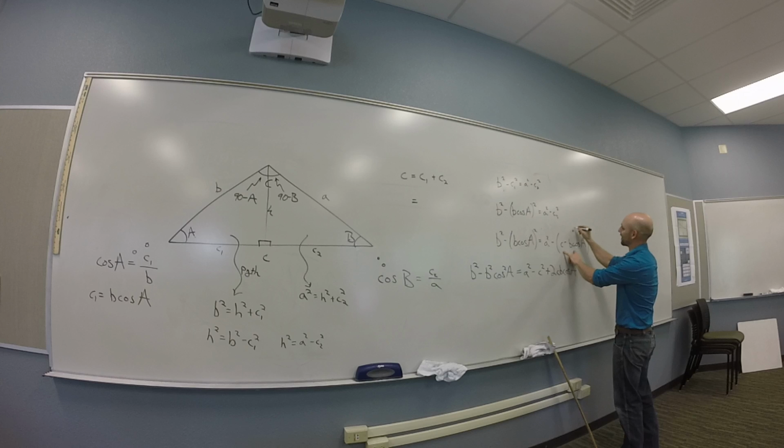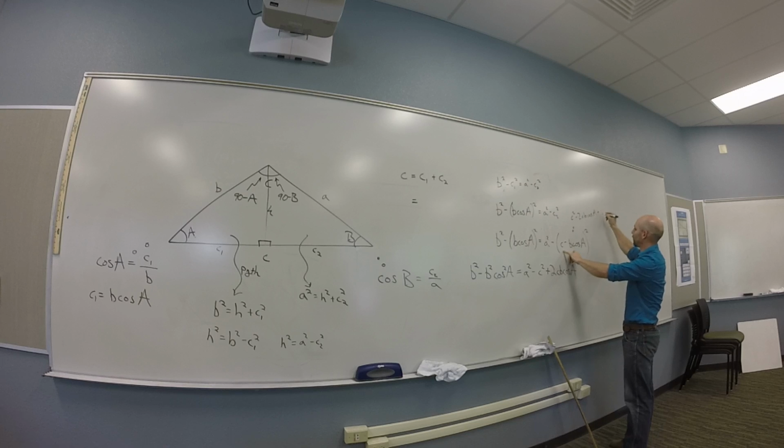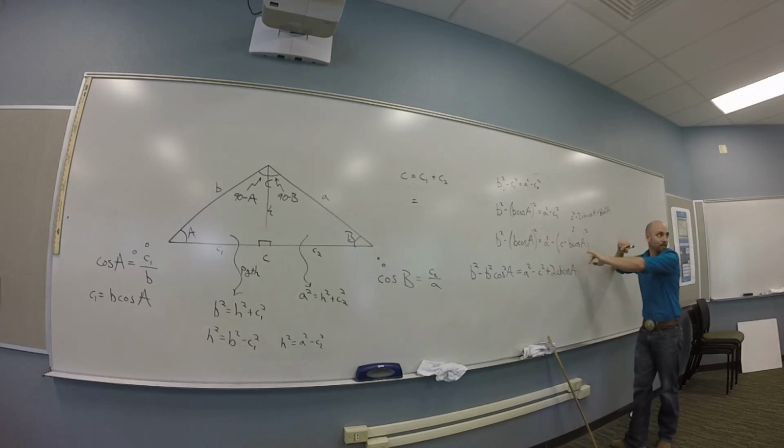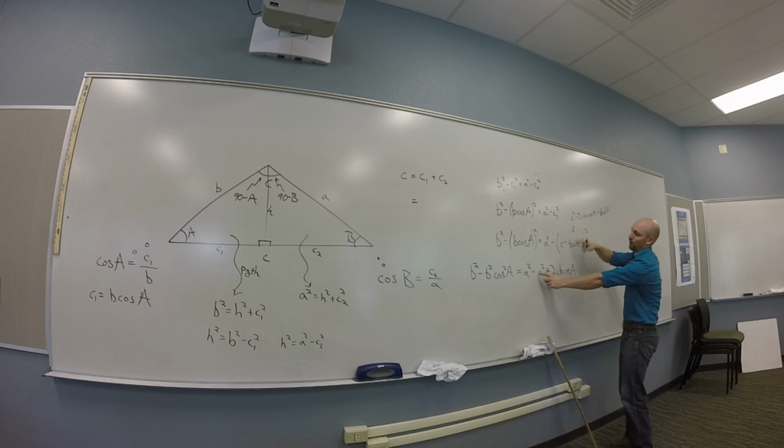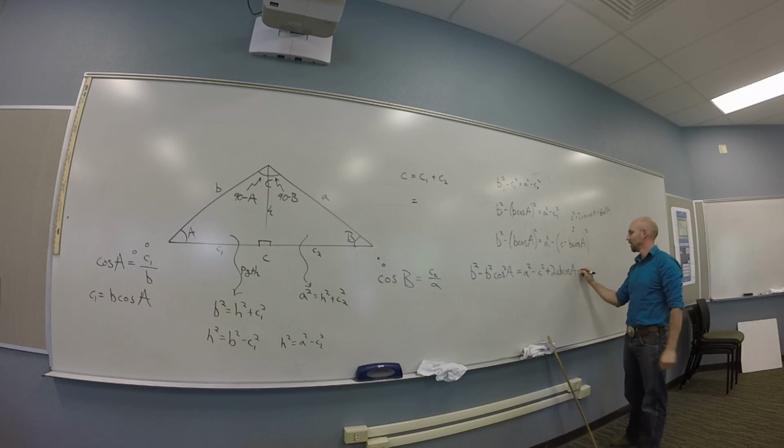Okay, so I'm foiling this thing. So this is C squared minus 2CB cosine A plus B squared cosine squared A. Right? Foiling. And then I'm flipping all the signs. So I got minus C squared plus 2CB cosine A. And then I need a minus B squared cosine squared A.